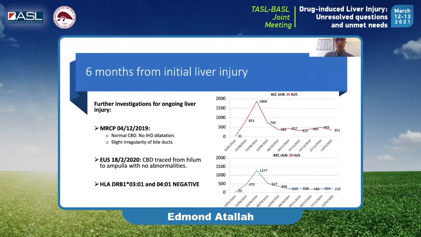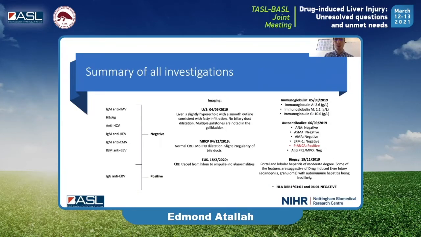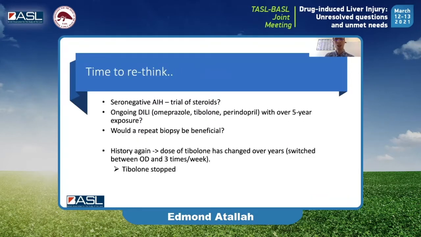So it was time to reflect and see all the investigations that we've done so far, and that might also highlight the limitations of our tools to give us the right diagnosis in these challenging cases. It was time to do a consultation, and before we called the patient, after 6 months of her ongoing liver injury, to start to think of the differential diagnosis. We had thought of seronegative autoimmune hepatitis, and we thought whether a trial of steroids would be sensible at that point. She had been on 3 drugs over a 5-year period, so ongoing DILI was one of the other possibilities.